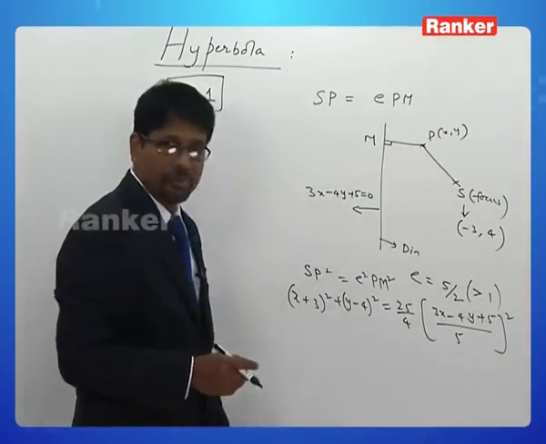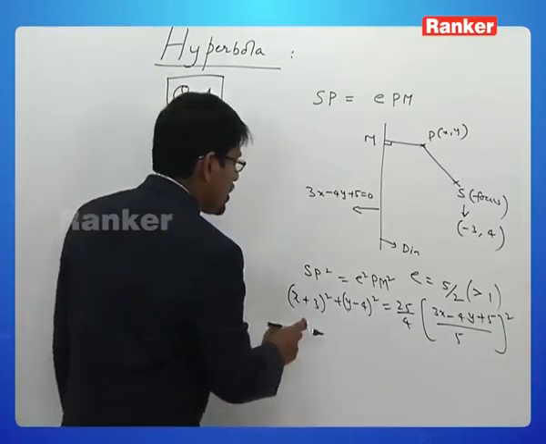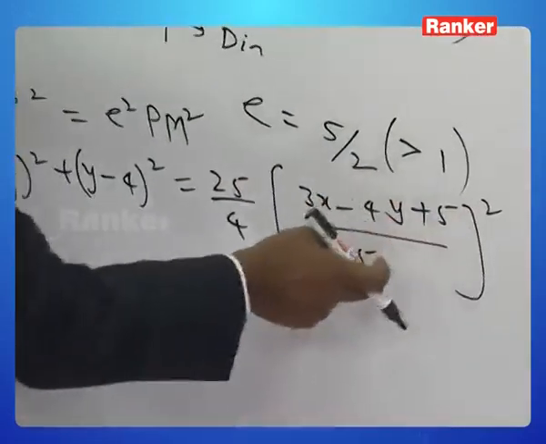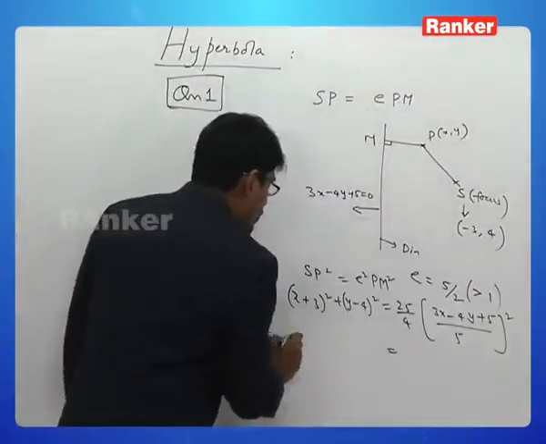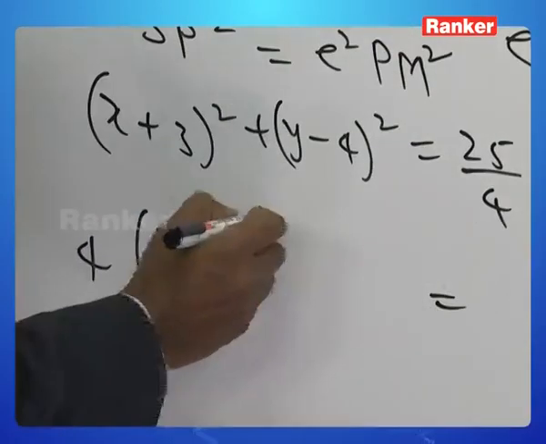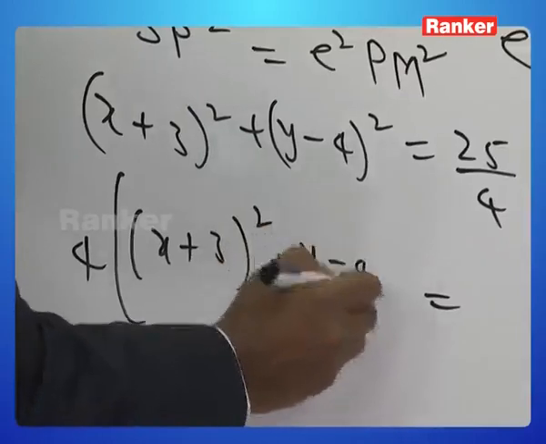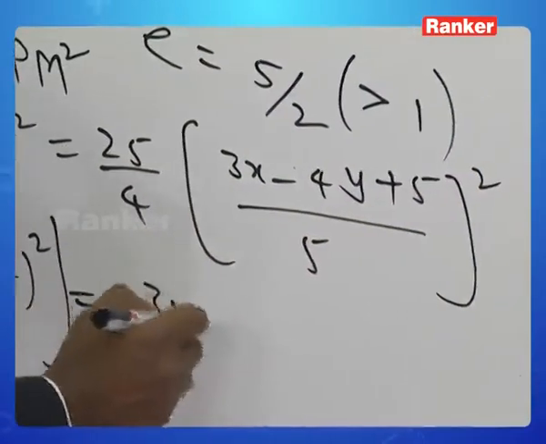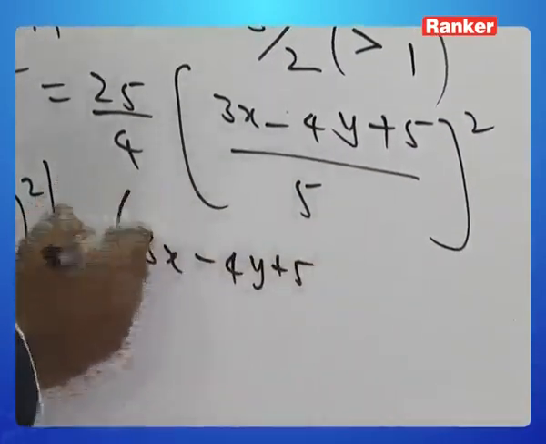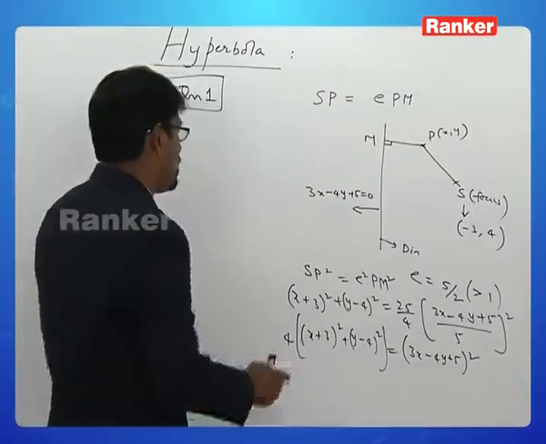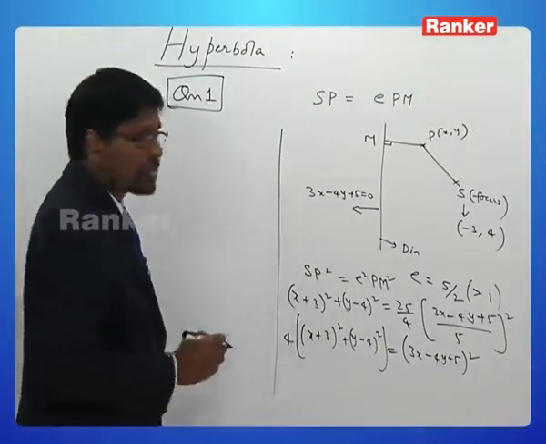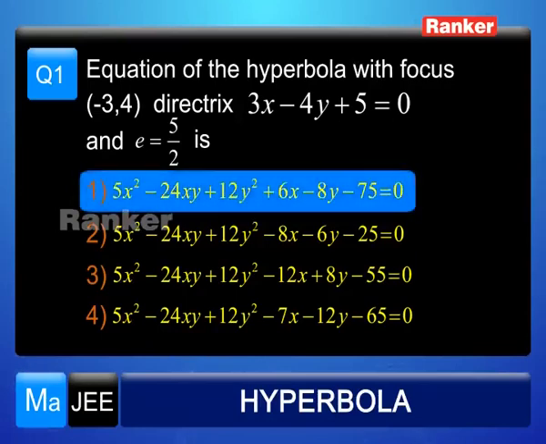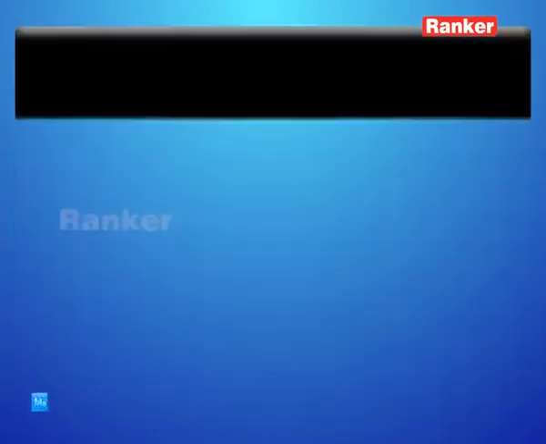5 whole square. Okay, now let us see, this comes out to be this 25, 5 square here and this 25 here cancels, and we'll have 4 into x plus 3 the whole square plus y minus 4 the whole square is equal to 25 and 25 cancels, and we have 3x minus 4y plus 5 whole square. Okay, that on simplification will give us the answer as 1. So option 1 is the right option. Let's move to the next question, question number 2.